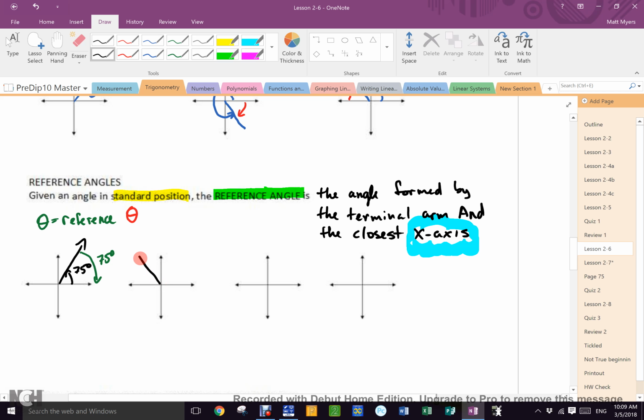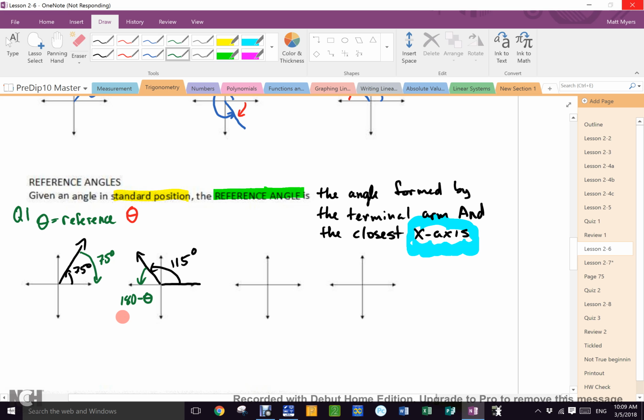115. So we're out here. Theta is where? It's 115. The reference angle, which is green, is where? Where's the closest x-axis to the terminal arm? Right there. So what is it? 65. 180 minus theta in quadrant 2, right? So this is quadrant 1. In quadrant 2, it's 180 minus theta.